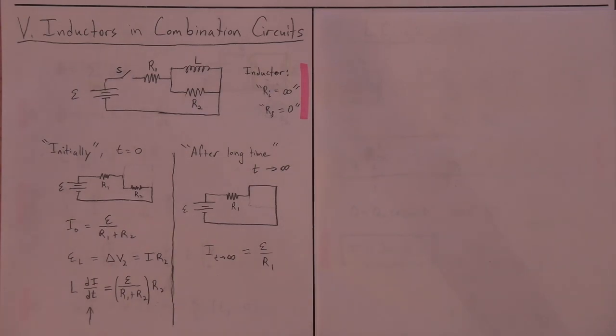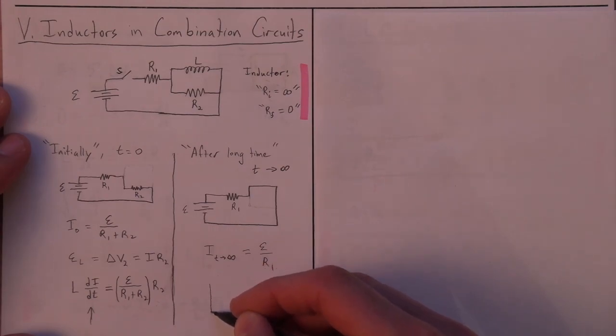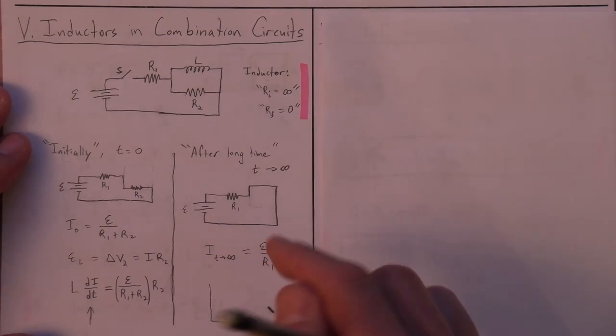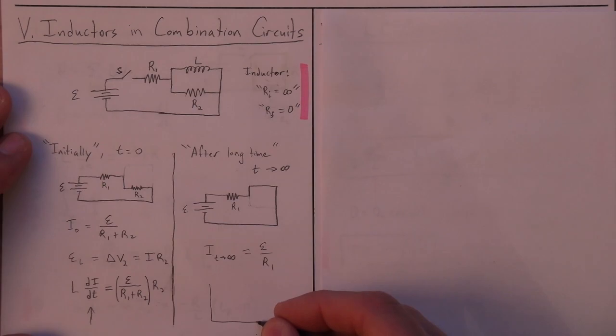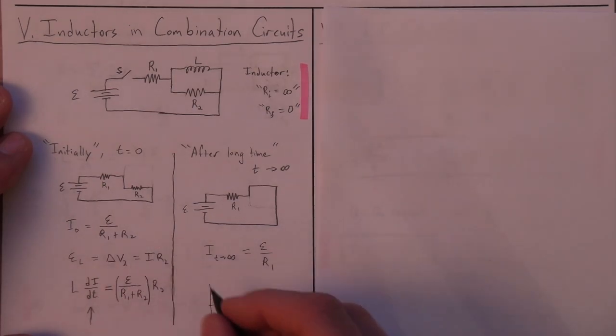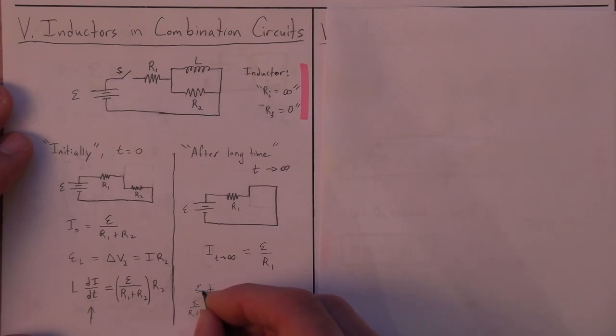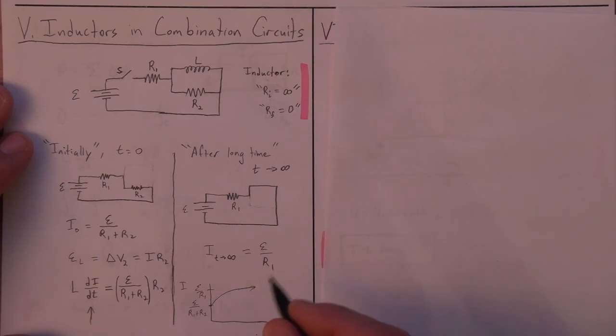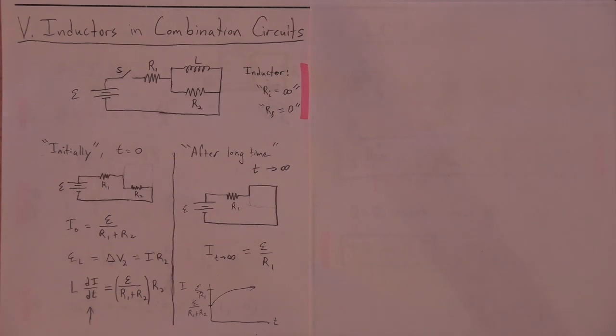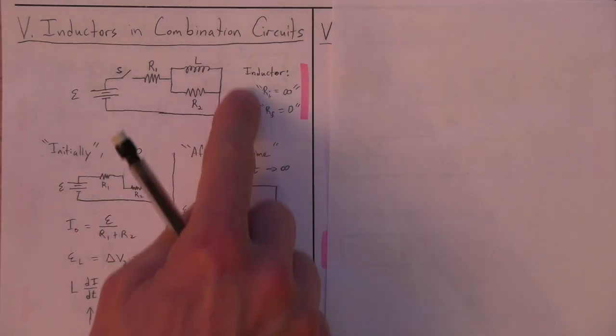Another thing I didn't put is that sometimes they might even have you graph this. And the current would start at, as we saw, emf over R1 plus R2 and rise to emf over R1. This is the current. So it would rise like this. So you might have to create a graph like that. So that covers inductors and combination circuits. Here's the main concept.